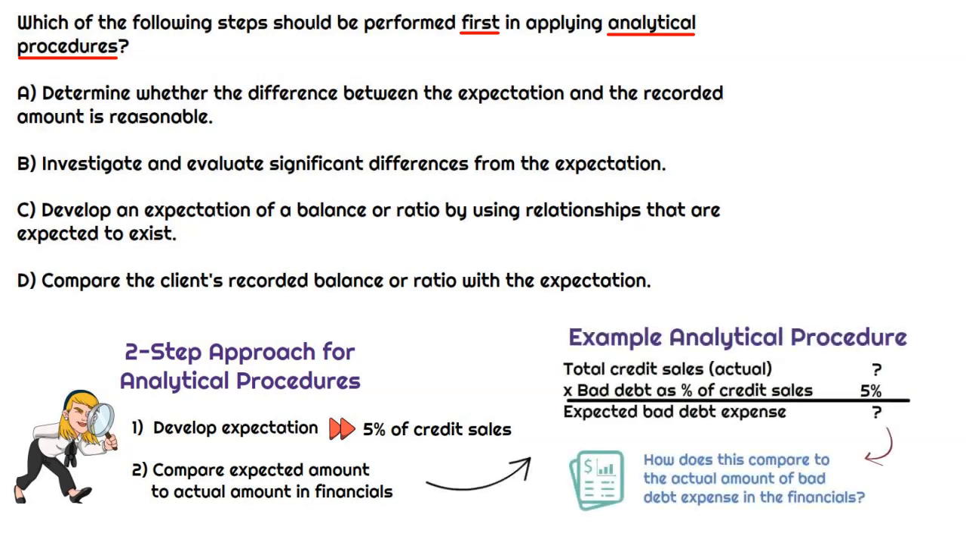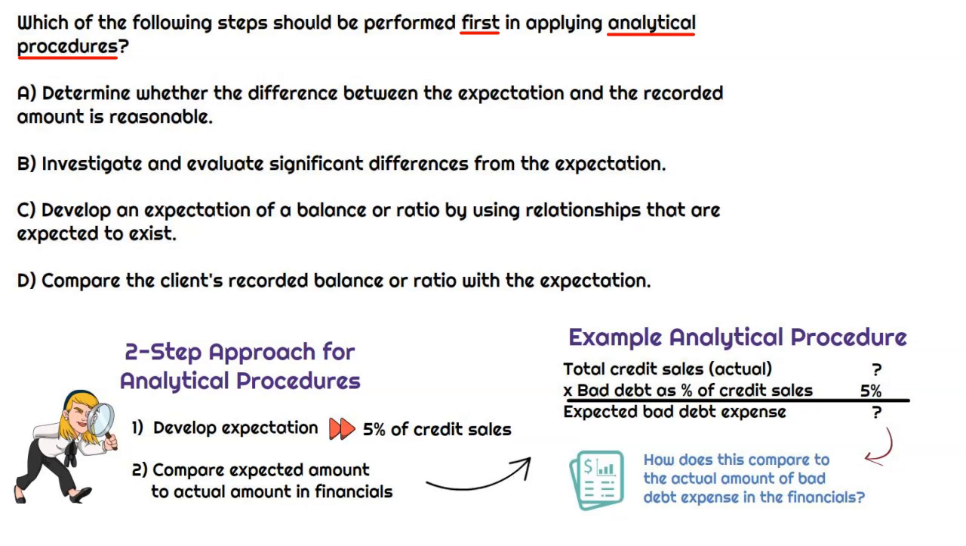And then our next step would be to actually perform the analytical procedure. So we would take the current period revenue, multiply it by this 5% expected bad debt, and that would give us our expected bad debt expense. Then we would compare that to what the company has actually recorded in their financial statements. And we would say, okay, this either makes sense or it doesn't. And if it doesn't make sense, then we need to investigate. Right? So that is a perfect example of a simple analytical procedure.